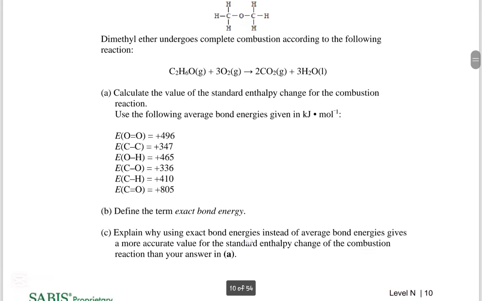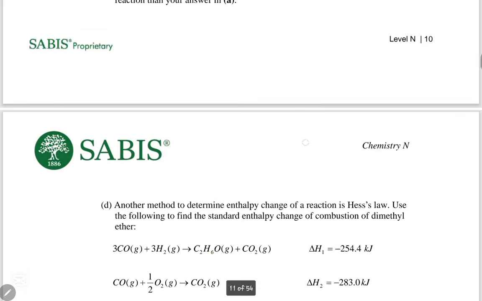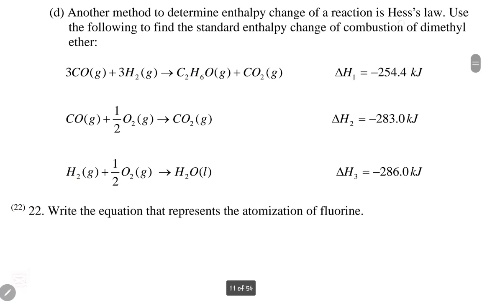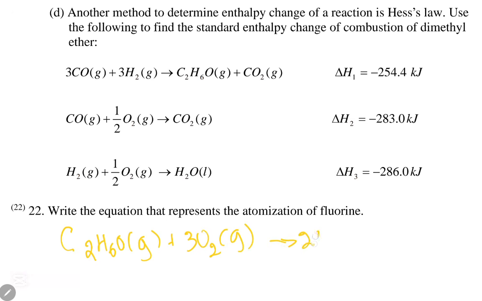Okay, we need to keep this equation in mind. So I'm going to go back down and write the equation that we need. We need C2H6O gas plus 3O2 gas will give me 2CO2 gas plus 3H2O liquid.